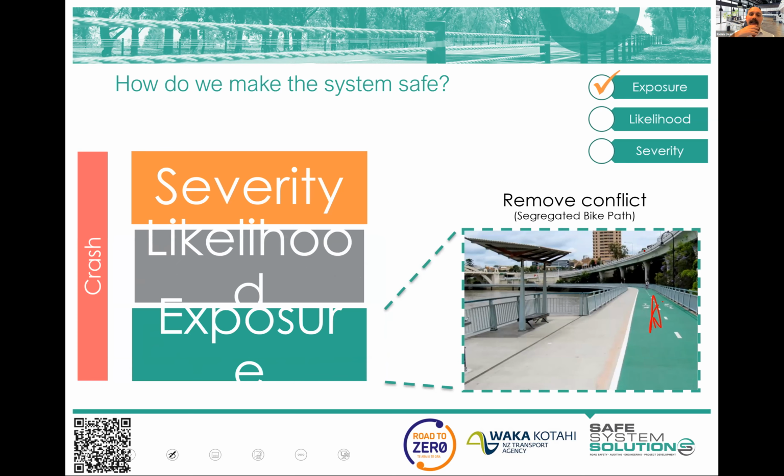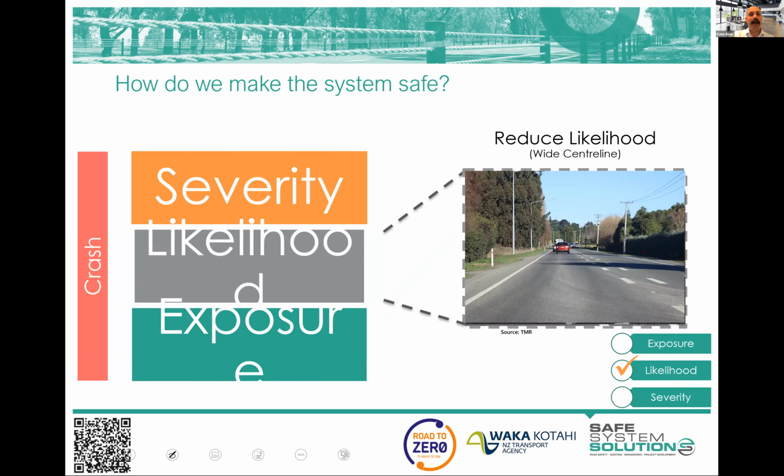How do we reduce the chance of a crash happening? And there's lots of stuff we've commonly done. Line marking, sealed shoulders, lighting, delineation. These are all trying to stop the chance that the crash happens in the first place. Good geometric design, all of this. Traffic signals, stopping the chance of a crash happening.